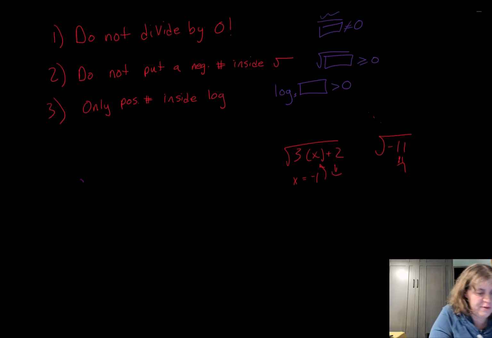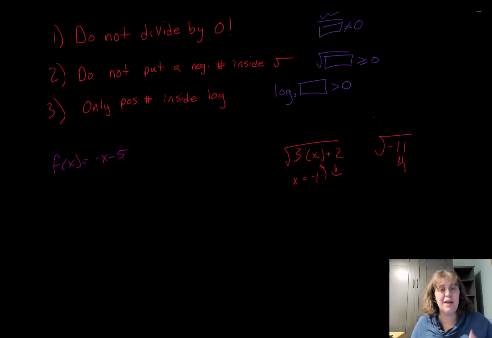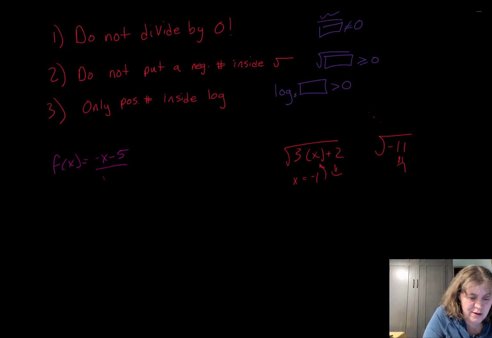So the first one we've got there, f of x is equal to -x minus 5. So what we do whenever we encounter a function and we're trying to find the domain, we go and we check our 3 rules. 1, can I divide by 0? Well, I don't have a fraction, right? There's no fraction nonsense, so no, can't break that rule.